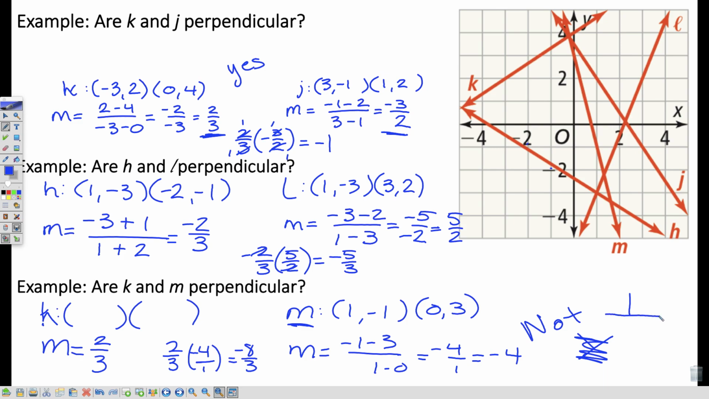Not perpendicular. And did I tell you why right here? Yep. As long as I show that the product isn't -1, I can just say they're not perpendicular and we're done.